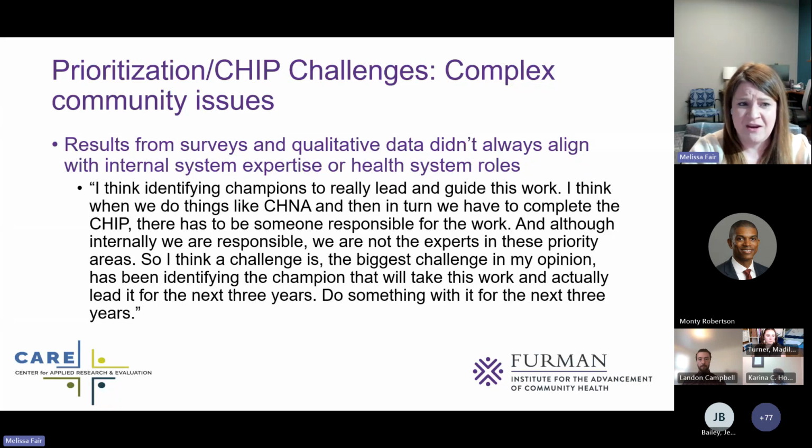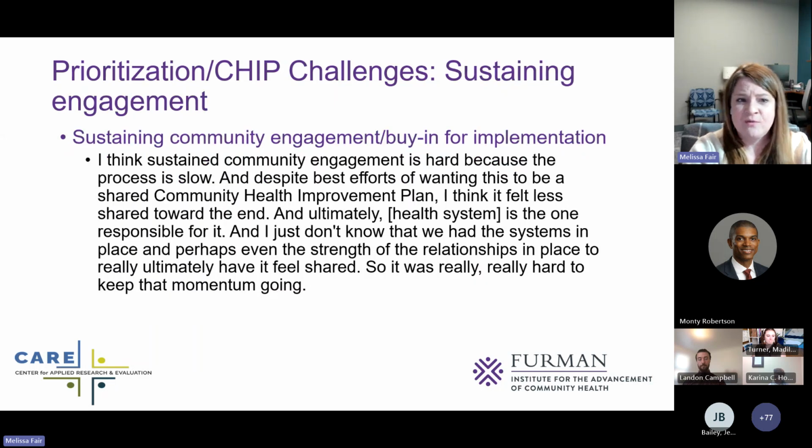And so you can see here that this health system decided to identify champions to really lead and guide the work. When they were doing the CHNA and the CHIP, they needed someone responsible for that work. And although they were internally responsible, they realized that they were not the expert in the priority area. And so they had to work with a champion or a community partner if they were going to adopt that challenge.